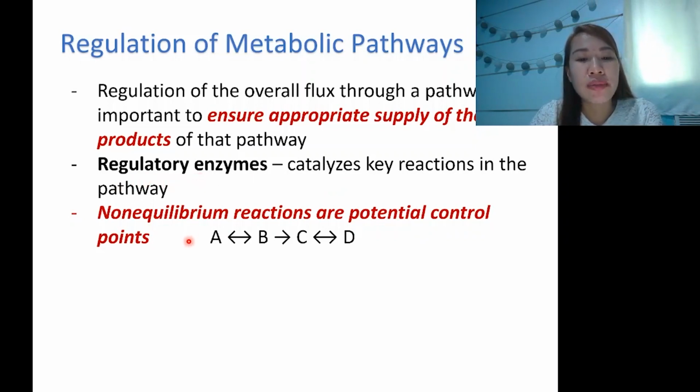Now, in this reaction, we see here non-equilibrium reactions or potential control points. So A to B are equilibrium reactions. Why? Because there are two arrows. An equilibrium reaction means equal substrate. If there is a good number of substrate, then we have good products or an appropriate supply of the products. As well as reactions C to D, which are also equilibrium reactions. But take note, B to C is a reaction that is non-equilibrium. So meaning here, heat is being released. So these are potential control points.